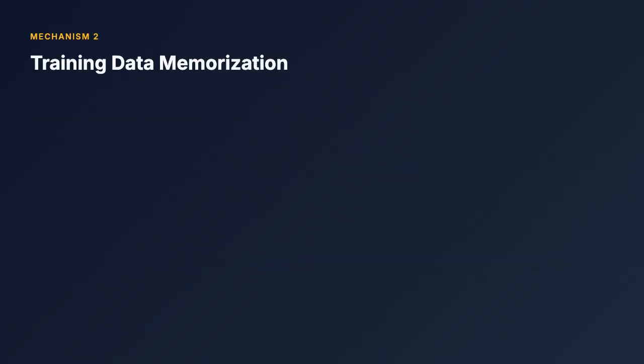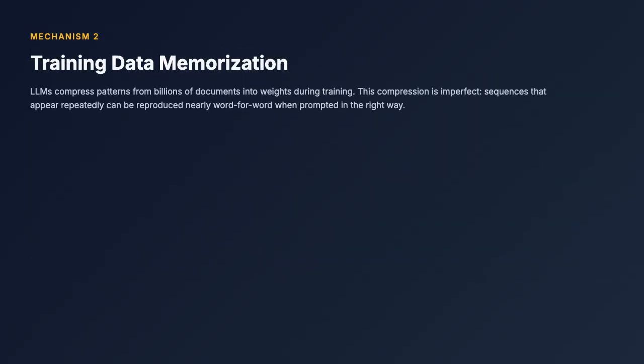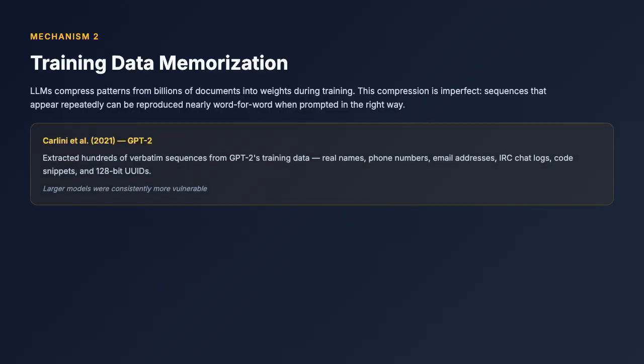Now, mechanism 2, training data memorization. LLMs compress patterns from billions of documents into their weights during training. This compression is imperfect. Sequences that appear repeatedly can be reproduced nearly word for word when prompted correctly. In 2021, Carlini and colleagues demonstrated the first practical extraction attack on GPT-2. They extracted hundreds of verbatim sequences, including real names, phone numbers, email addresses, and code snippets. Larger models were consistently more vulnerable.